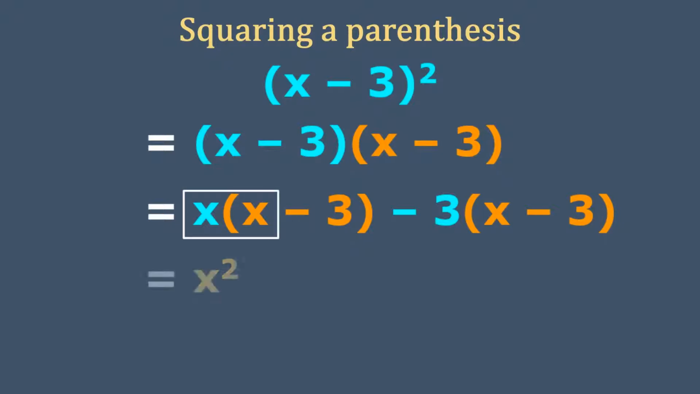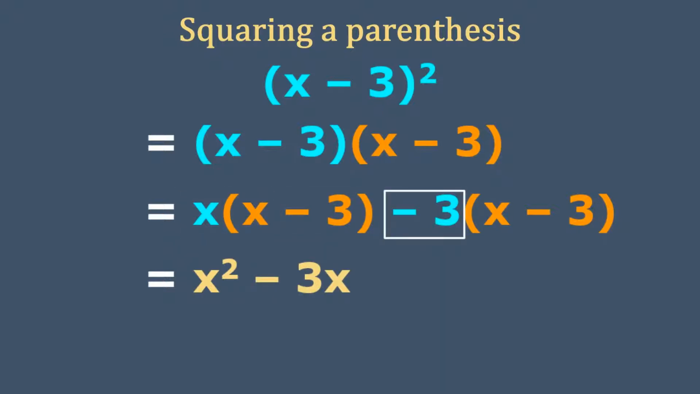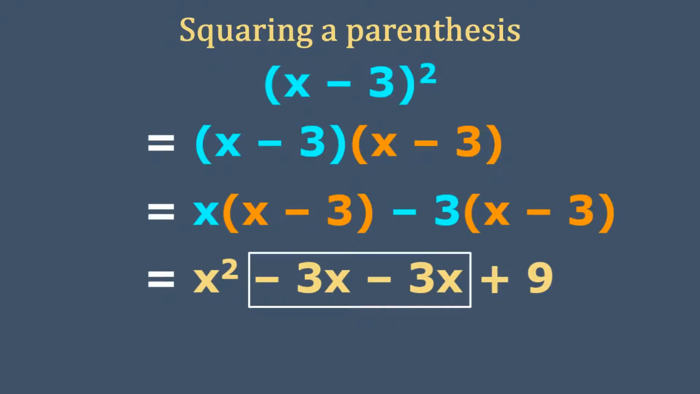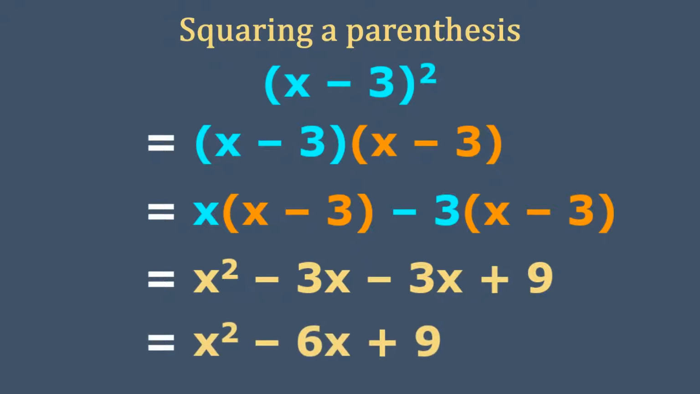Thus, x times x is equal to x squared. x times -3 is equal to -3x. -3 times x is equal to -3x. And -3 times -3 is equal to +9. Simplify the resulting terms, making sure to multiply their signs correctly. Finally, add or subtract like terms together. The expanded expression now becomes x squared minus 6x plus 9.